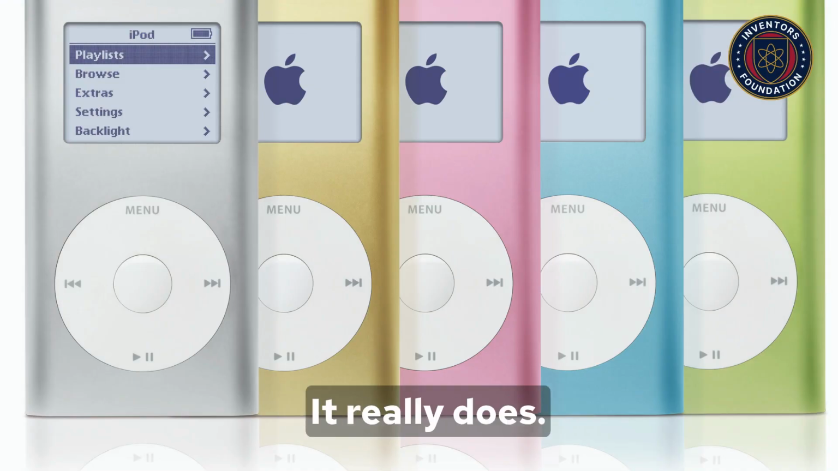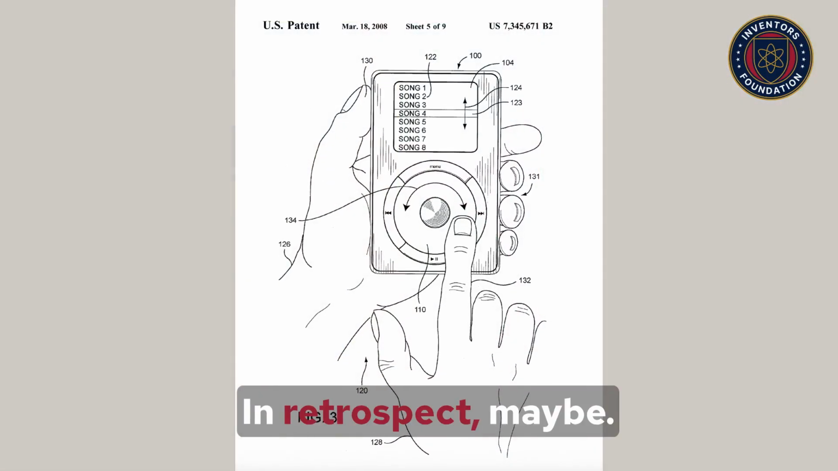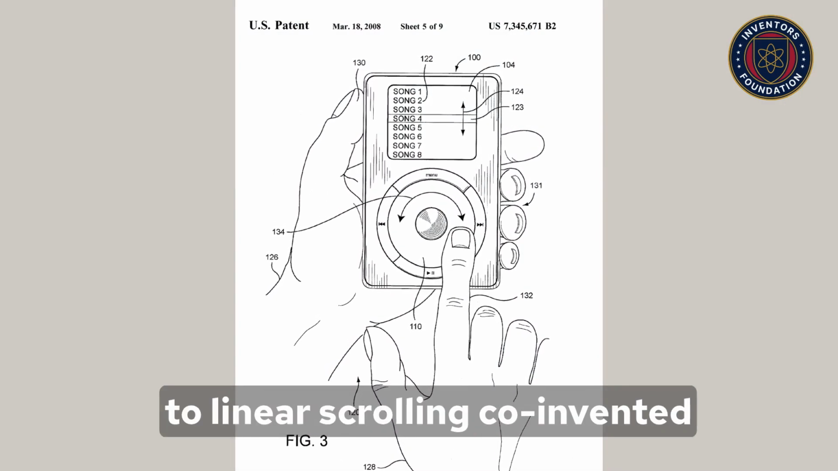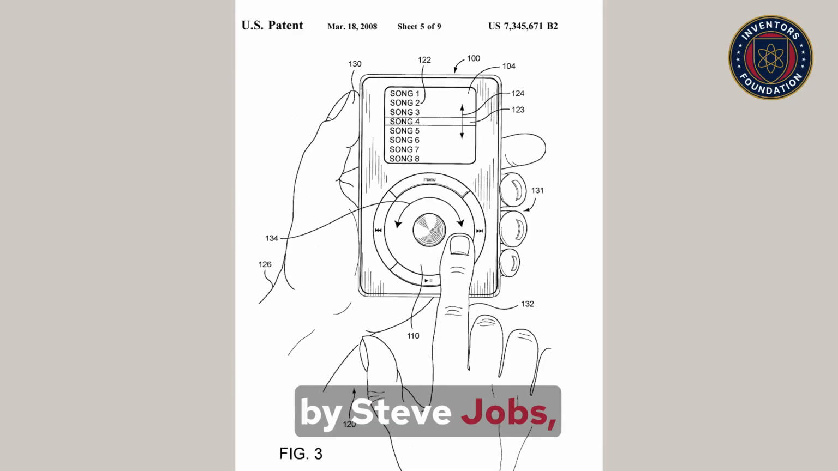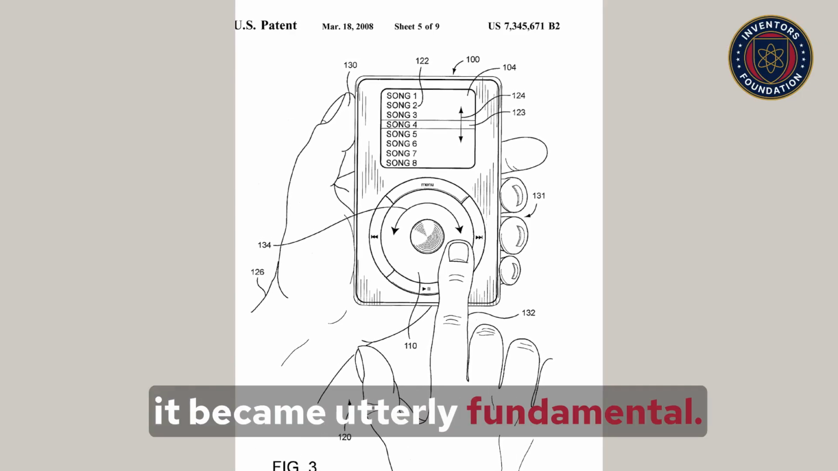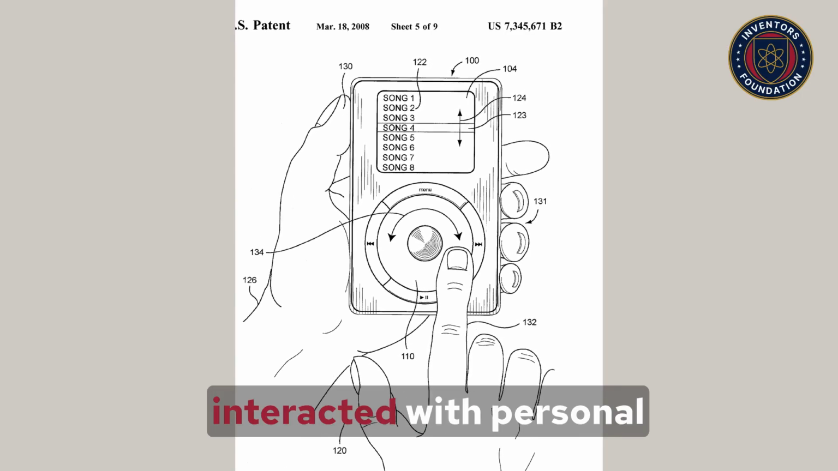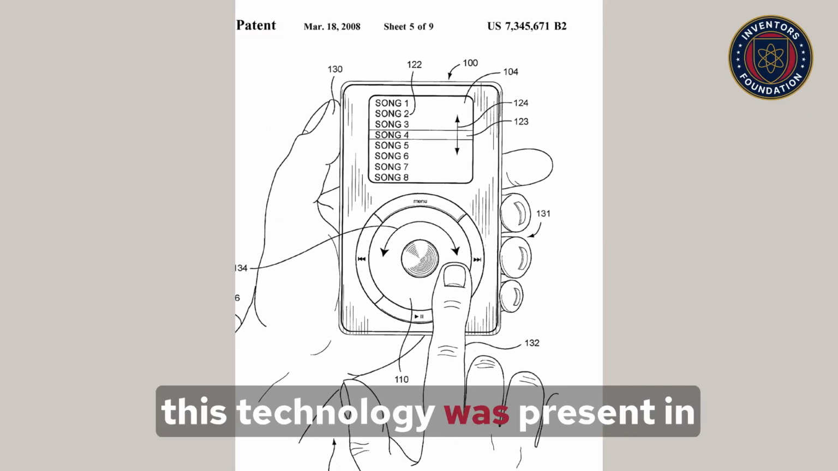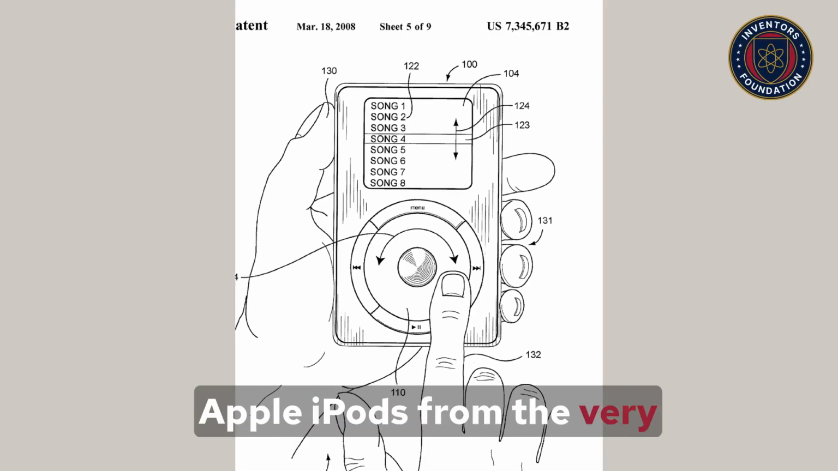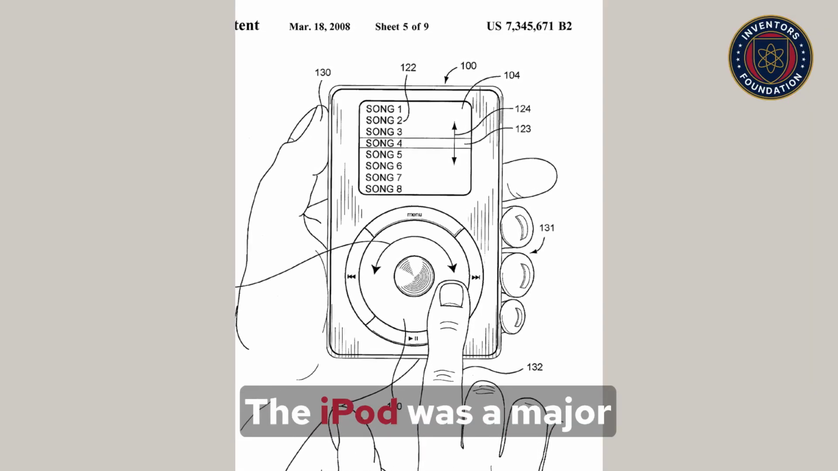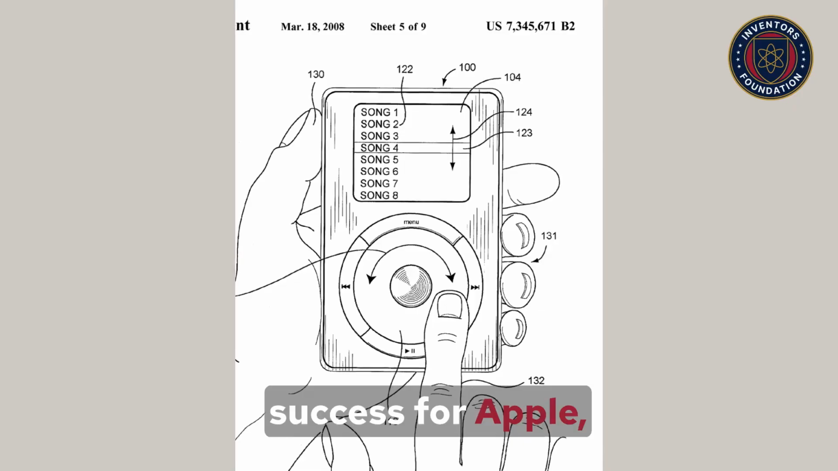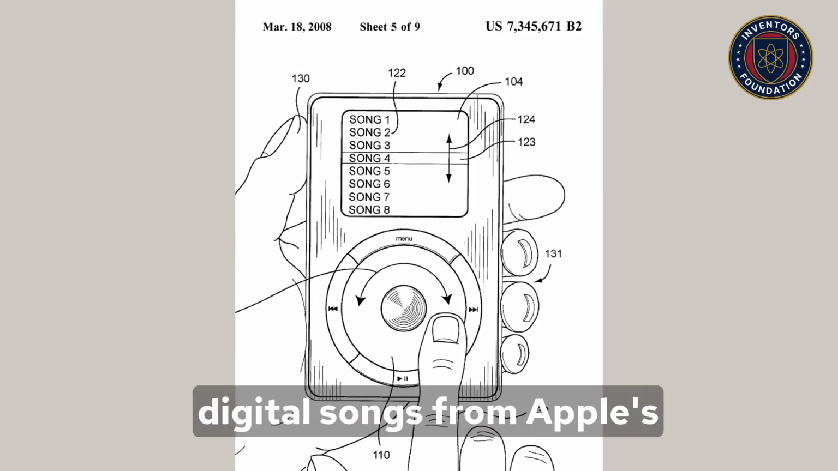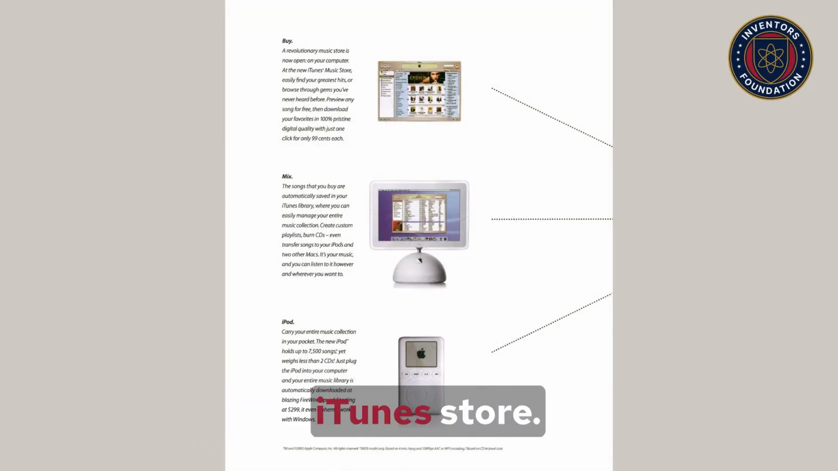It really does. It seems so simple in retrospect, maybe, but that conversion of rotation to linear scrolling, co-invented by Steve Jobs, it became utterly fundamental. It shaped how millions interacted with personal tech for years. In fact, this technology was present in Apple iPods from the very first day they launched. The iPod was a major success for Apple, mostly because of its interface and simple access to millions of digital songs from Apple's iTunes store.